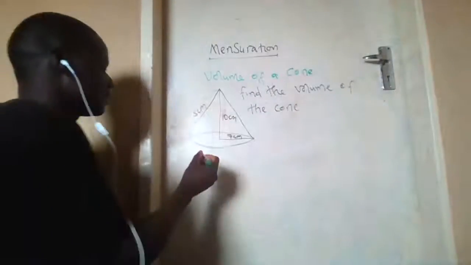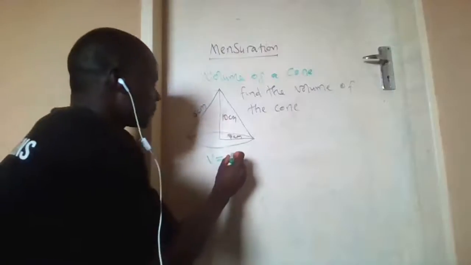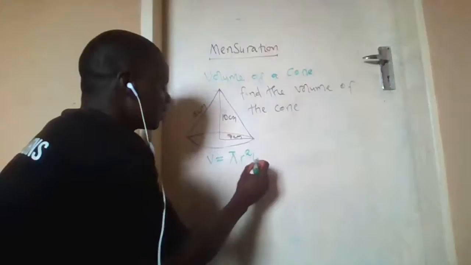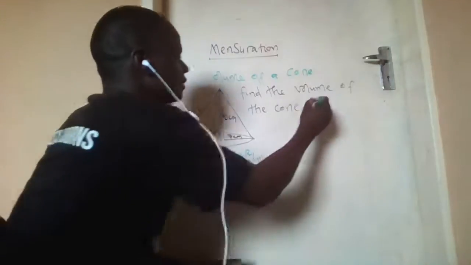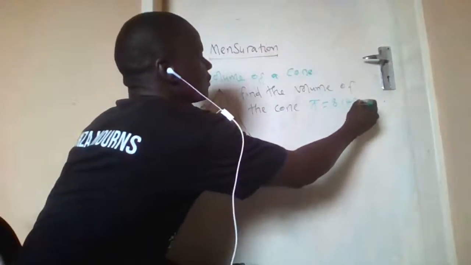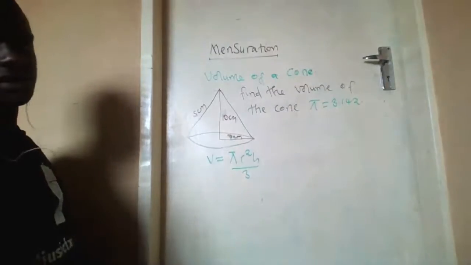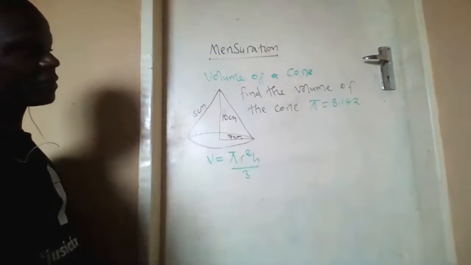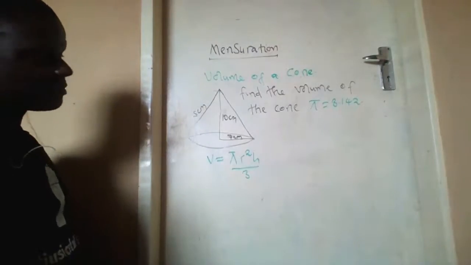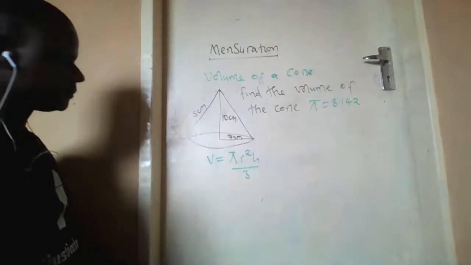So I'm going to say volume is equal to pi r squared h over 3, provided we take the pi to be 3.142. By the way, that pi is constant, it's always given. It's either they give you 3.142 or they give you 22 over 7. 22 over 7 is a complete number. That one has just been rounded off to 4 significant figures.